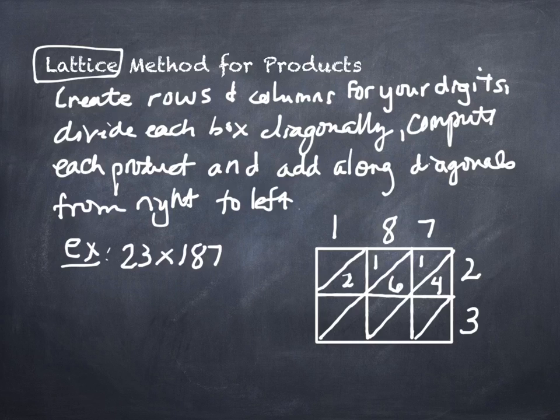We're going to do 7 times 3, so that's 21, so the 2 goes on top and the 1 goes on bottom. 8 times 3 is 24, so the 2 goes on top and the 4 goes on bottom. And then 1 times 3 is 3. And then what we're going to do is really consider these diagonals. I want you to think about these diagonals as being sort of marking out a column of sorts.